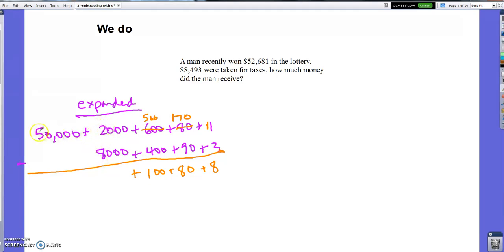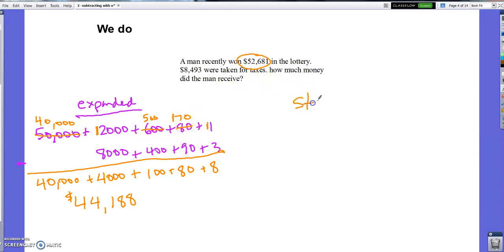2,000 minus 8,000, no can do, so I'm going to go over a place. I'm going to borrow or regroup a 10,000 and repackage that 10,000 as 10 1,000s. So then I have 12 thousands minus 8 thousands. Leaves me 4 thousands. And there's nothing to do here. 40,000 minus, I don't have any 10,000s here, so 40,000. So it looks like the guy won $44,188. Still not a bad haul, but quite a bit less than he initially won in the lottery.